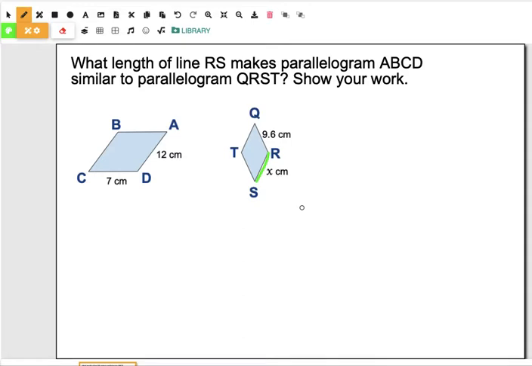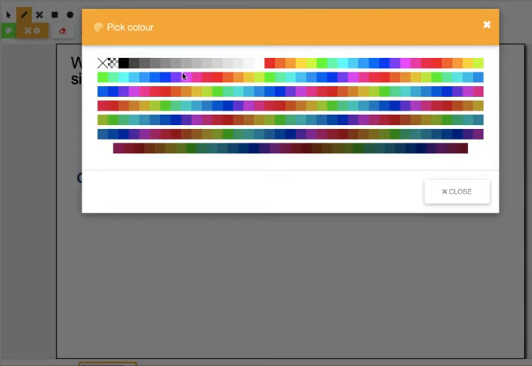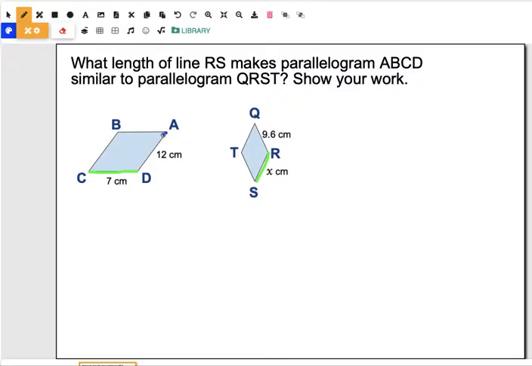So what we want to do is find the sides that correspond to each other. Looking at these two figures, you can tell that this side corresponds to side RS, and for the other side, it's literally right there to the right of it. Okay, so those are the two corresponding pairs.